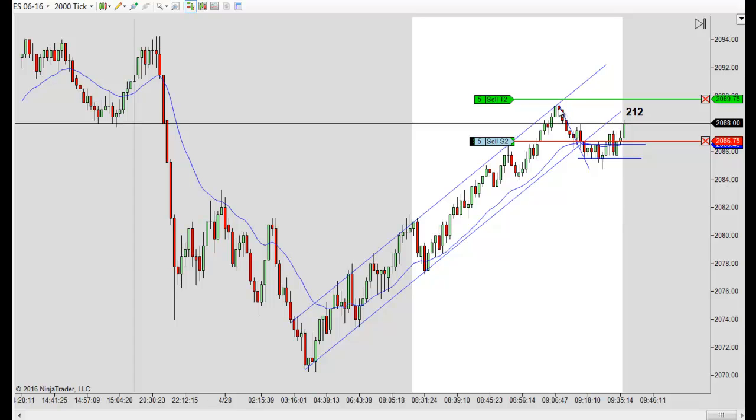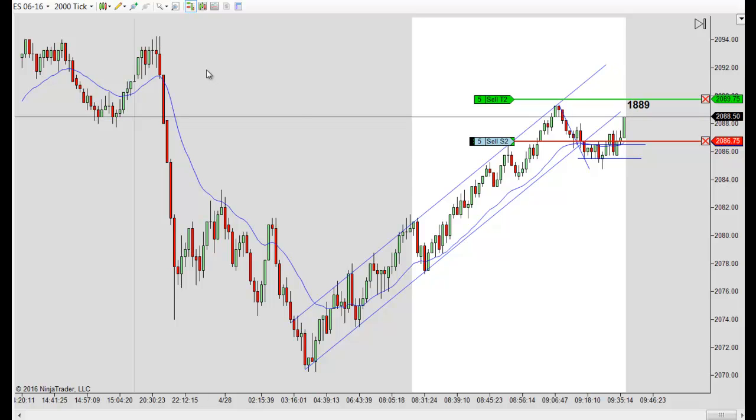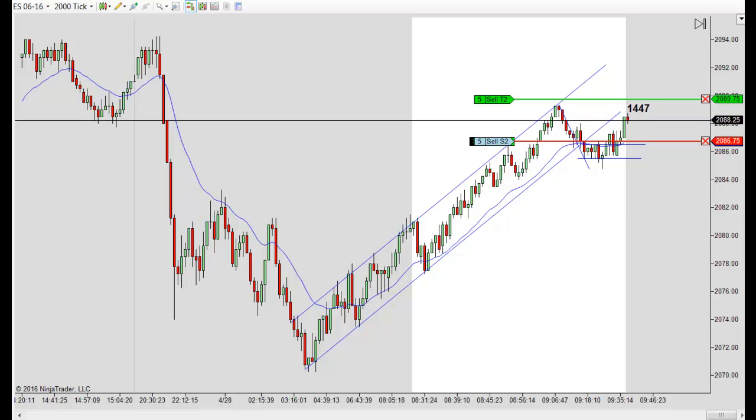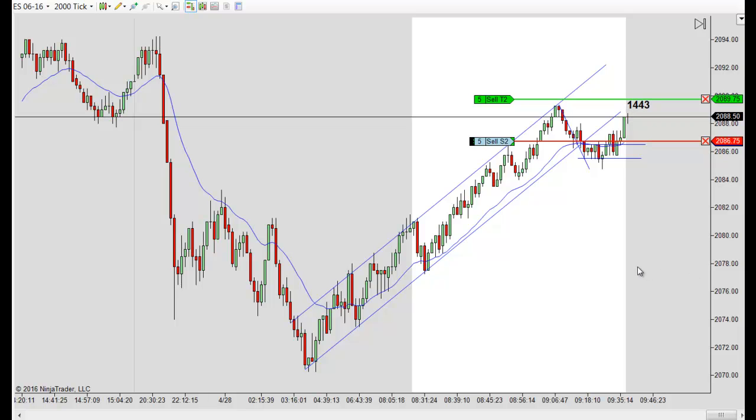I'm tempted to really exit this one just before that high, but we could run on up and test this next high. So let's just see what happens here. We'll let it go for a minute. But it didn't take long to fill the scalp. Less than 3 minutes.